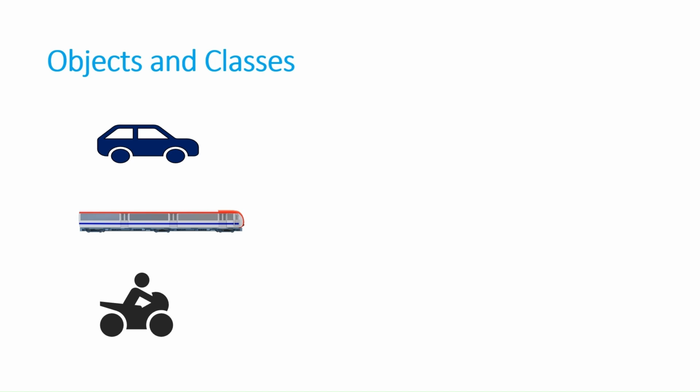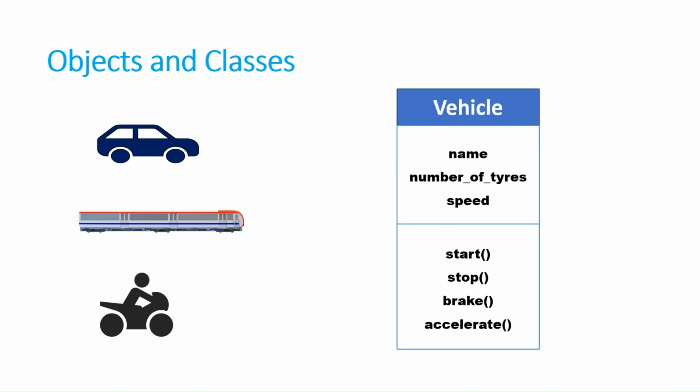For example, a car, a train, and a bike can be considered as real-life objects belonging to a common class vehicle because they share common properties including name, number of tires and speed, and common methods or behaviors such as start, stop, brake, and accelerate.